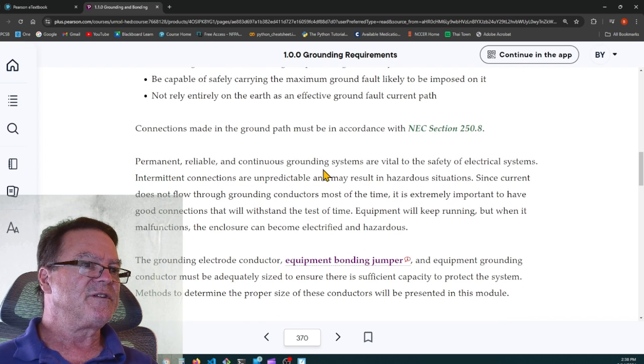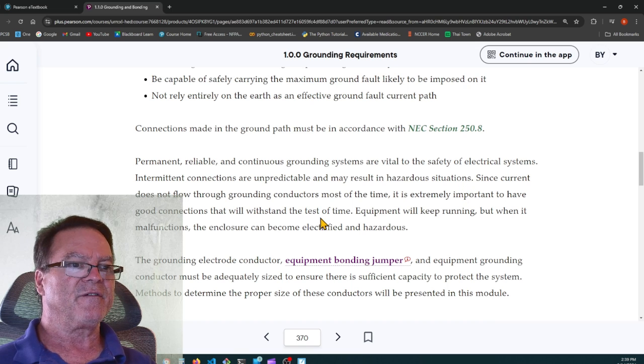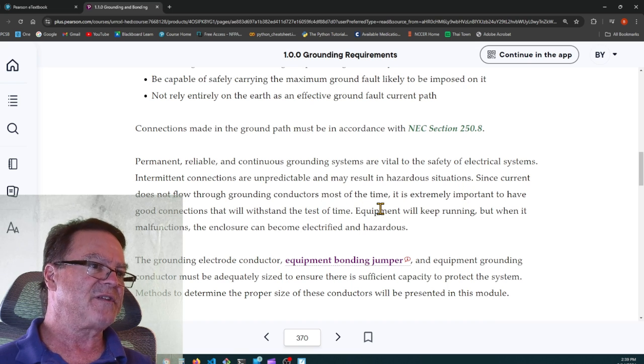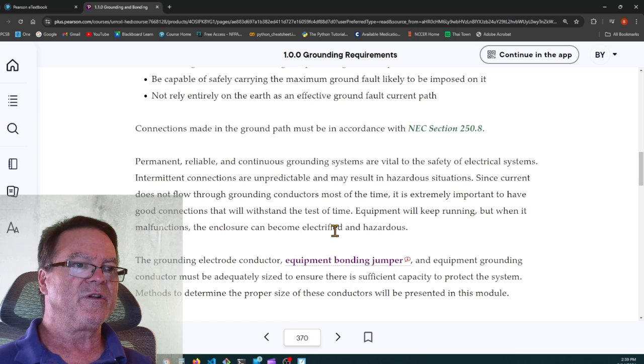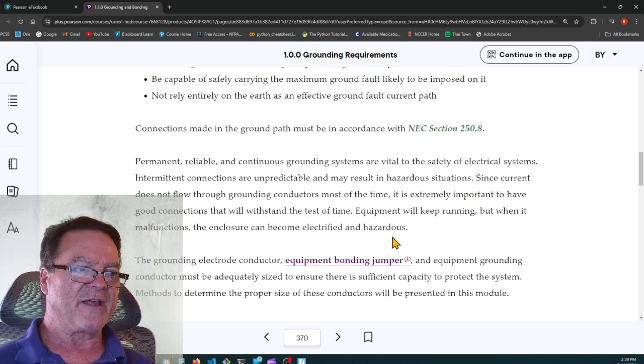Permanent or reliable and continuous grounding systems are vital to the safety of electrical systems. Intermittent connections are unpredictable and may result in hazardous situations. Since current does not flow through grounding conductors most of the time, it's extremely important to have good connections that will withstand the test of time. Equipment will keep running, but when it malfunctions, the enclosure can become electrified and hazardous.